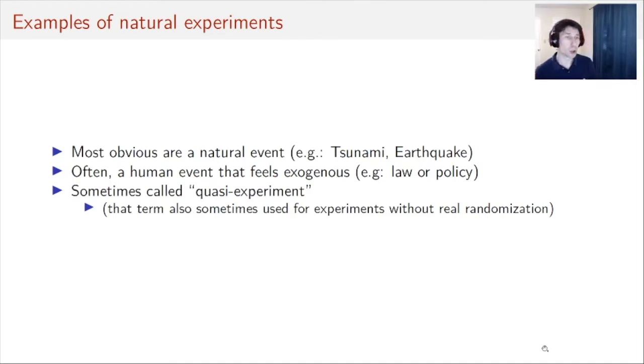But very often we call human events that feel exogenous natural experiments too. So for instance, a change in the law or a change in the policy that is essentially exogenous to the people that are affected by the law or the policy, we tend to call that a natural experiment as well. Sometimes people will call that a quasi-experiment, although that term is also used a little bit differently. Sometimes people just say quasi-experiment when they have an experiment that doesn't have proper randomization. So these two terms overlap quite a bit.